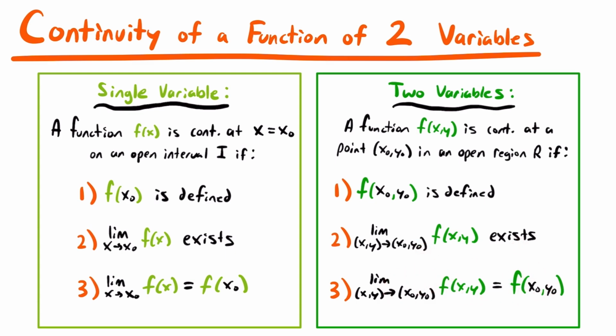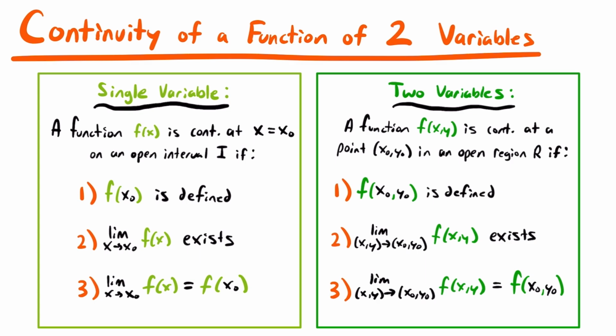All right, so once again, the third condition here is really the most important one because in order for this to be true, the limit does have to exist and this value on the function does have to be defined. All right, and so if those two things are true and they're equal, then the function f of xy is continuous at that particular point x sub 0, y sub 0 in an open region R. Okay, so not an entirely new concept. We're just taking something from Calculus 1 and extending it into another dimension.